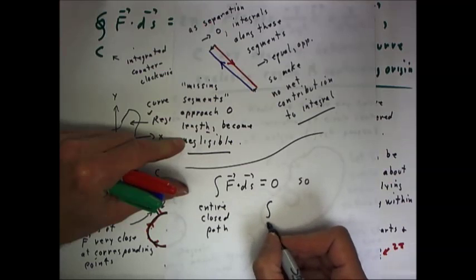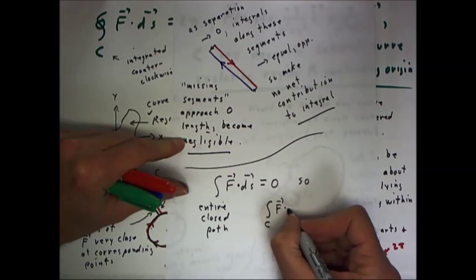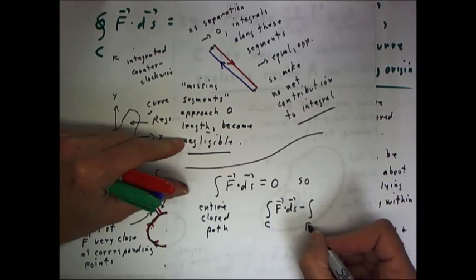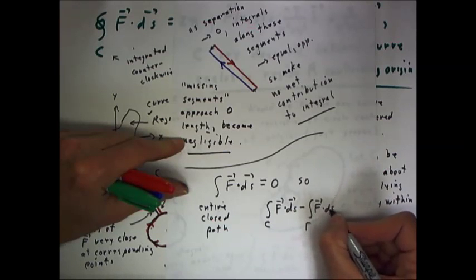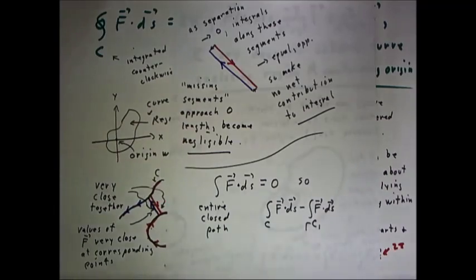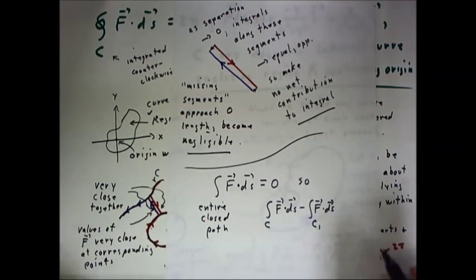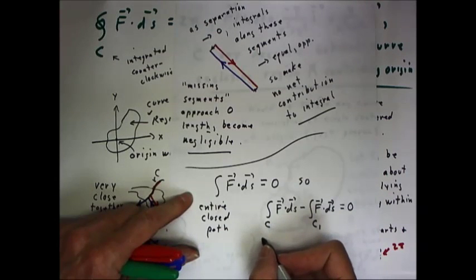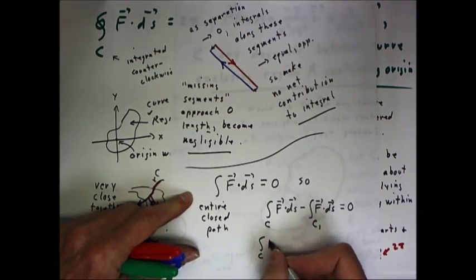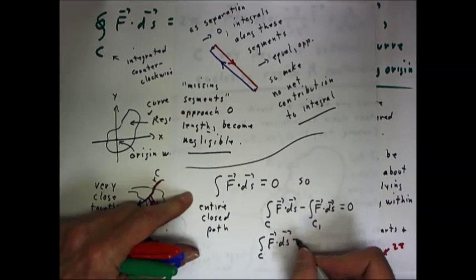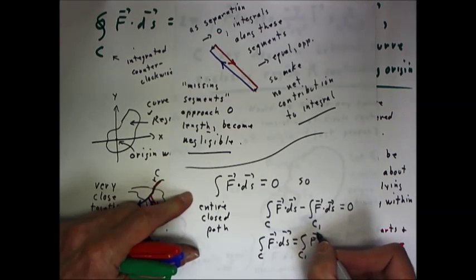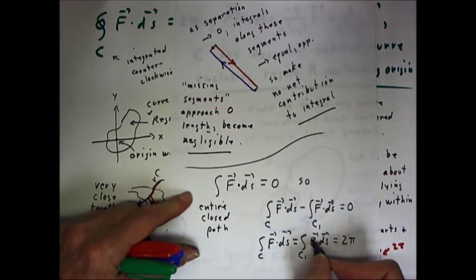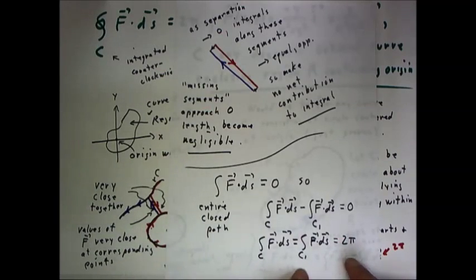So the integral of f dot ds over C minus the integral of f dot ds over C1 equals 0, so that the integral over C of f dot ds has to equal the integral over C1 of f dot ds, which has to equal, as we've again proven previously, 2 pi.